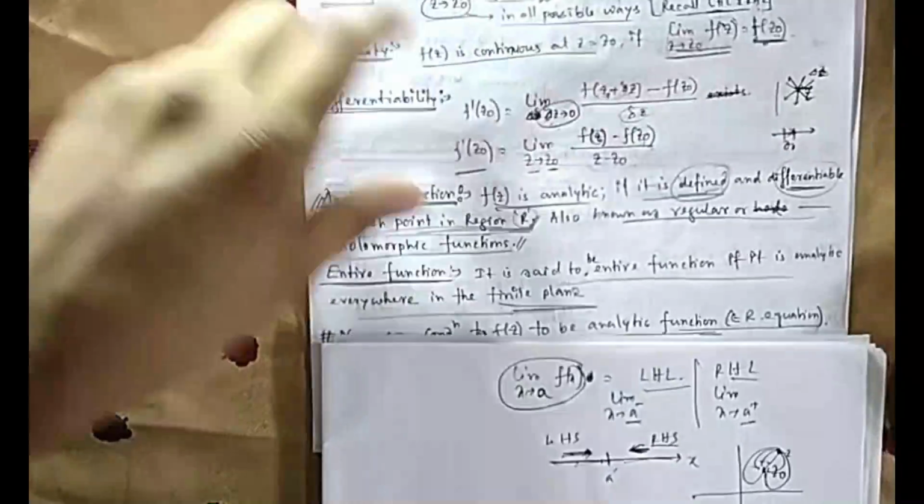Because in differentiation, as I told you, you can go in either direction, whatever way you move. Its answer should be the same: left hand derivative should be equal to right hand derivative, then it is differentiable.